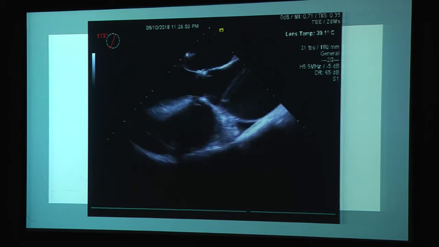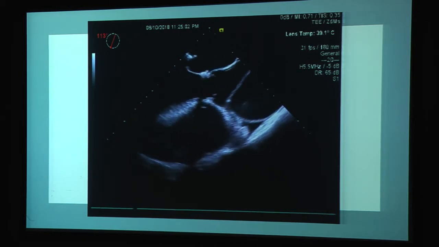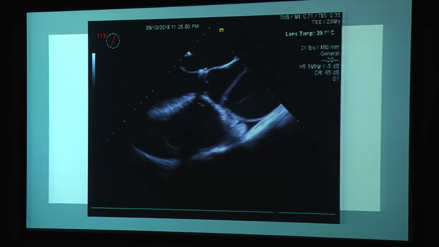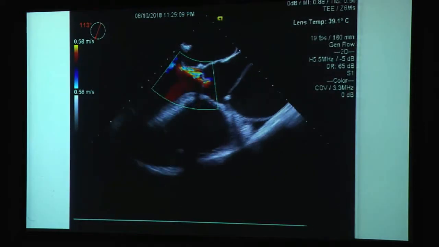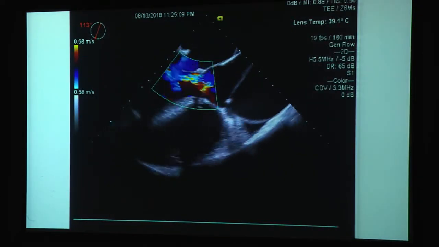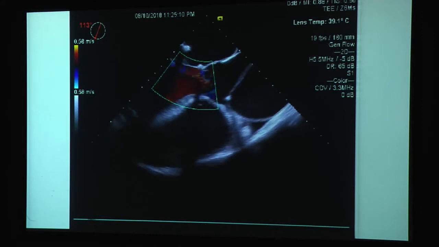And this is a separate patient, just because this patient came through 2 weeks ago. A very similar flap in this patient. You can see the dilation of the sinotubular junction and the aortic regurgitation that we have here as well.